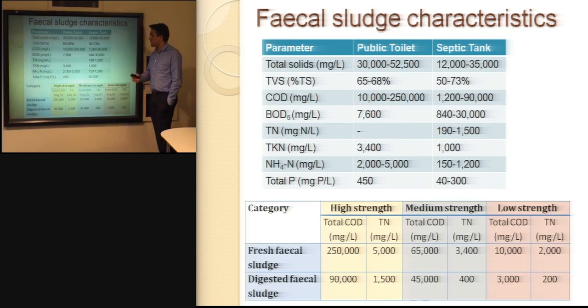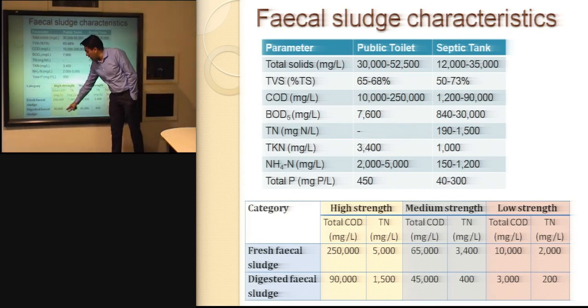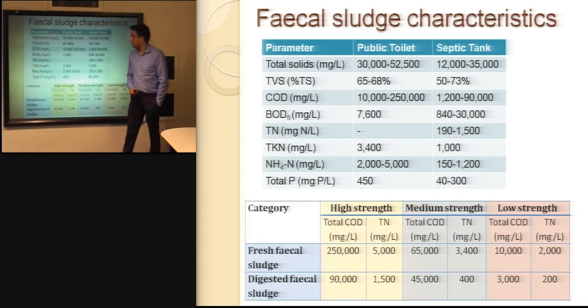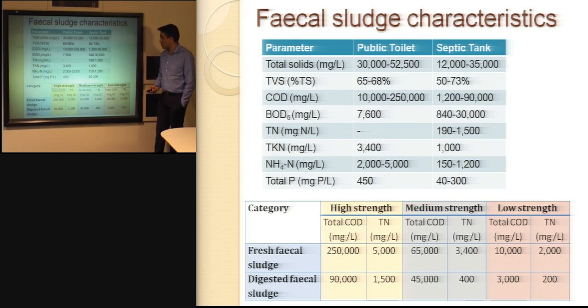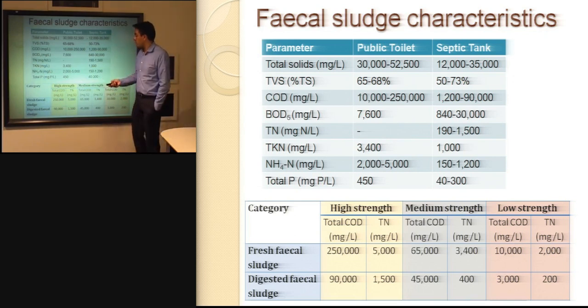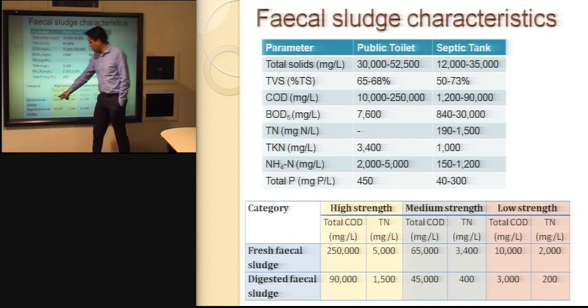And based on the information available in literature, we were able to characterize or categorize them in three main categories based on the strength of the fecal sludge. For example, high strength for the really upper part of the values found in the literature, medium strength for medium values, and low strength for the lower values reported in the different reports, and trying to categorize them also based on whether they were fresh or digested.